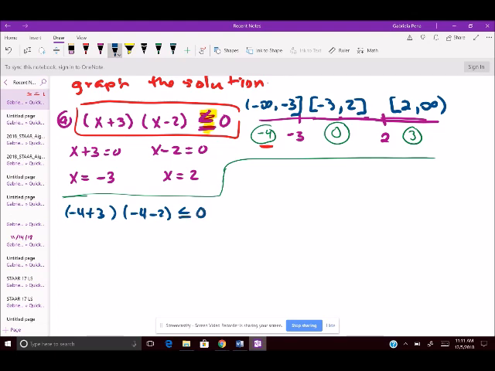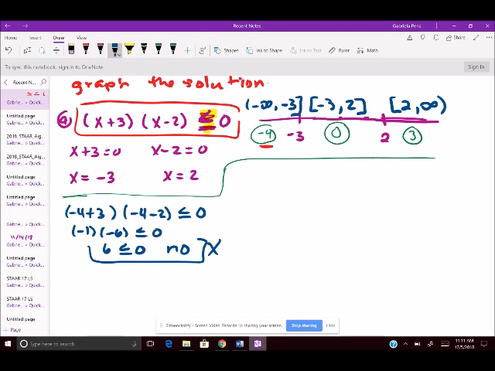So does everybody understand what happened? Are we okay? What is negative 4 plus 3? Negative 1. What is negative 4 minus 2? Negative 6. When I multiply those, what do I get? A positive 6. Is a positive 6 less than or equal to 0? No. The answer is no. So this here is not my answer. So it's wrong.